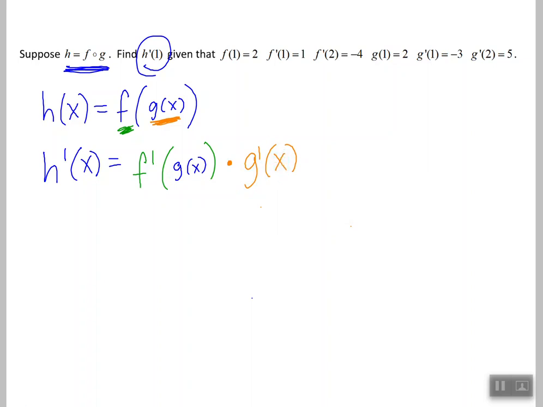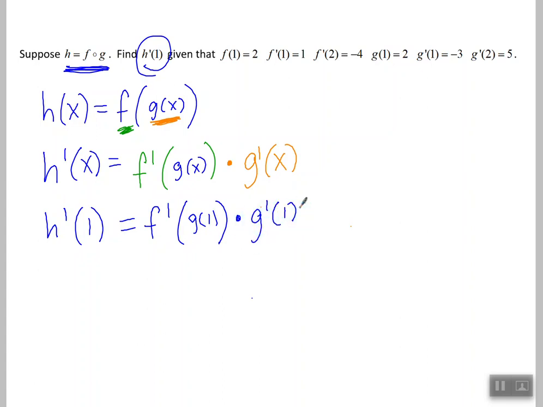Now I can plug in the value x equals 1, so h prime of 1 equals f prime of g of 1 times g prime of 1. Notice I didn't reference any of these values yet. Now I can go to those values. I need g of 1. g of 1 is the value 2, so 2 will go in that spot. I also need g prime of 1. g prime of 1 is negative 3. Negative 3 will go in that spot.